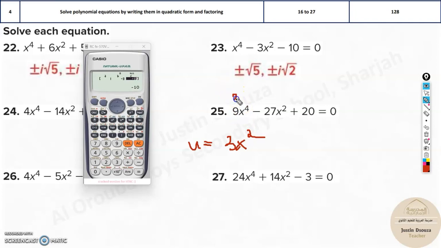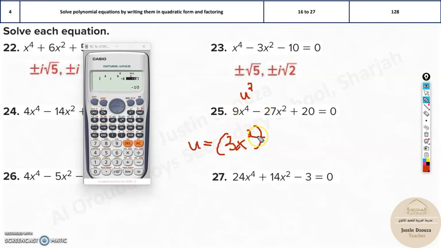Yes, you can write it as 3x squared. Sorry, let me write it as u squared. Why? Because if I square this entire thing, I'm going to get 9x to the power 4. So this is equivalent to squaring it. Looking at this, it's a perfect square. So I can write 3x.